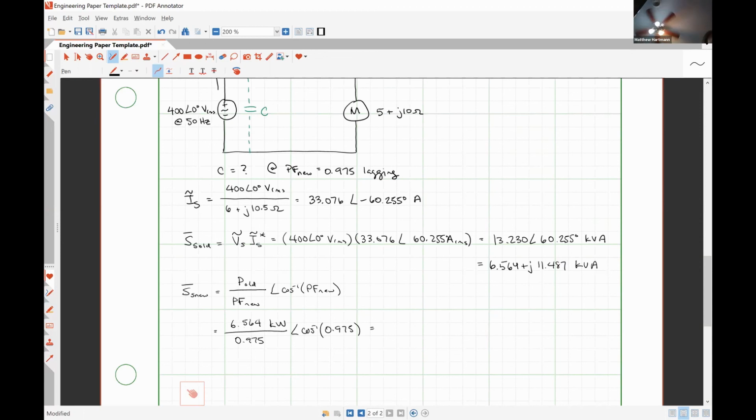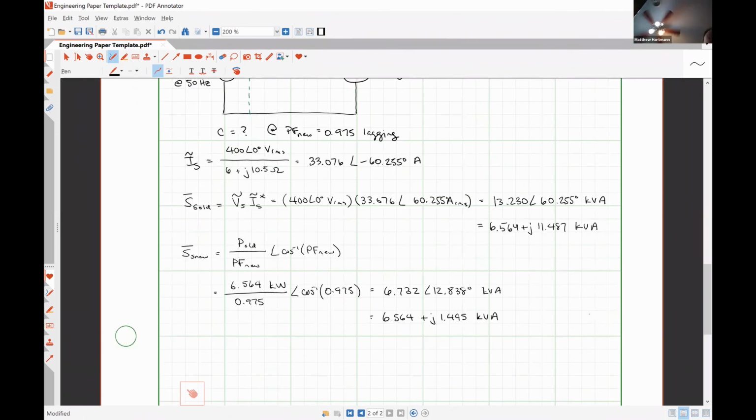And I get that to be 6.732 with an angle of positive 12.838 degrees kilovolt amperes, or alternatively 6.564 plus j1.495 kilovolt amperes.